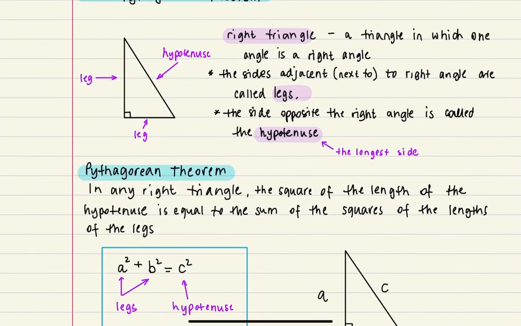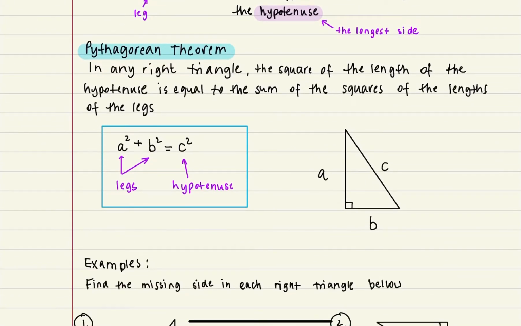Okay, so the Pythagorean theorem states that the sum of the squares of the legs, so a squared plus b squared, equals c squared. Okay, and we will prove that next year. But for now, you guys are going to use this relationship to find the missing length of a side in the right triangle.